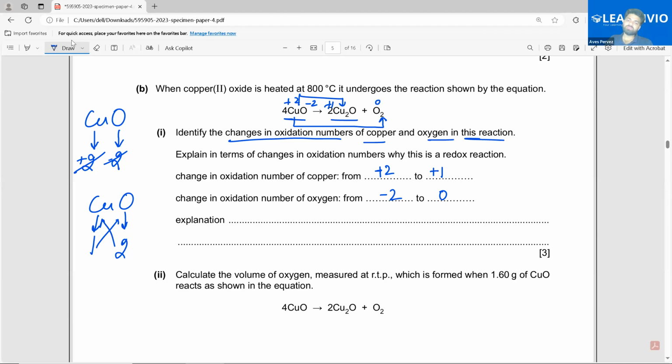Increase in oxidation number is oxidation. Like -2 to 0 is an increase, so it is oxidation. Understood? And this one is decreasing, so a decrease in oxidation number is reduction. Very good. It is reduction. You can give the explanation of why it is increasing or decreasing. Okay.